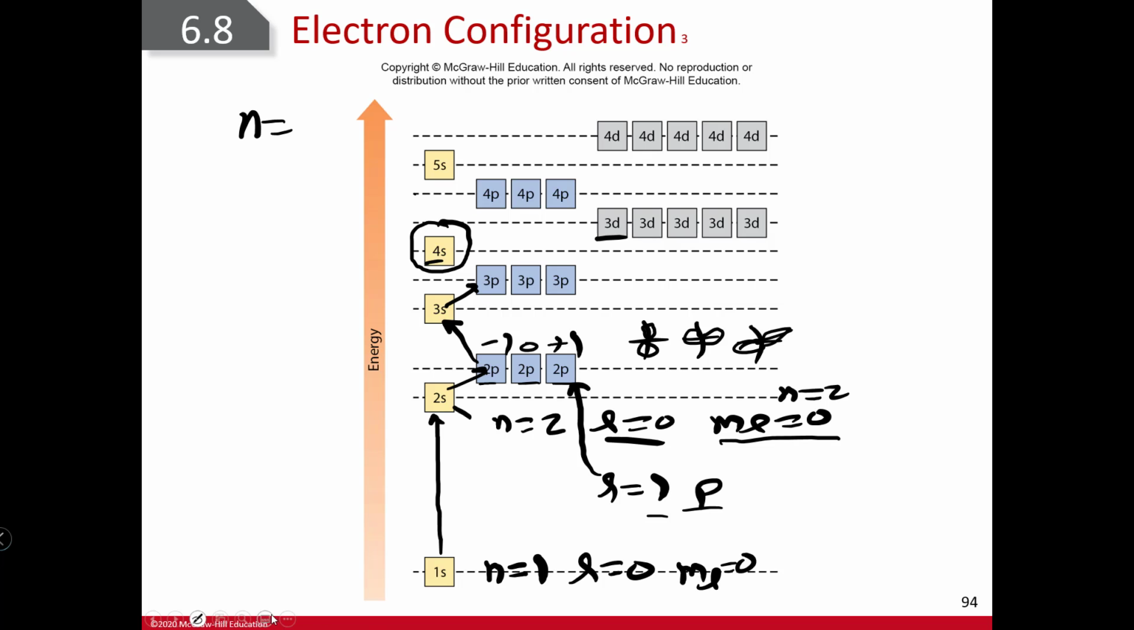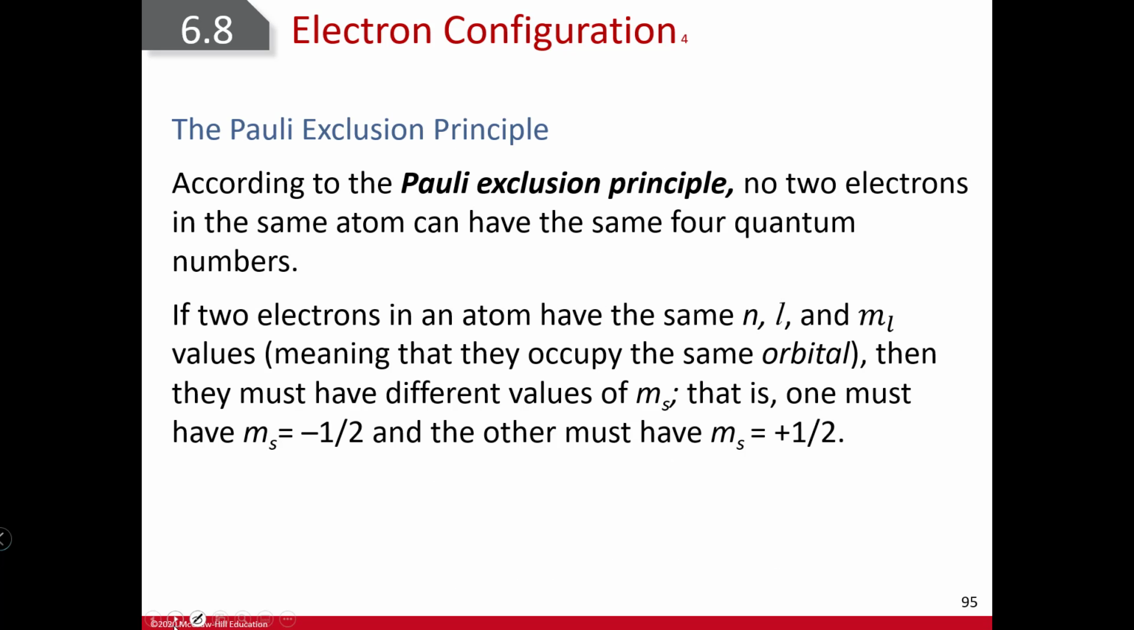So the first rule we have is called the Pauli exclusion principle. The Pauli exclusion principle says that no 2 electrons can have the same 4 quantum numbers. They can have the same 2, or same 3, but they can't have the same 4.